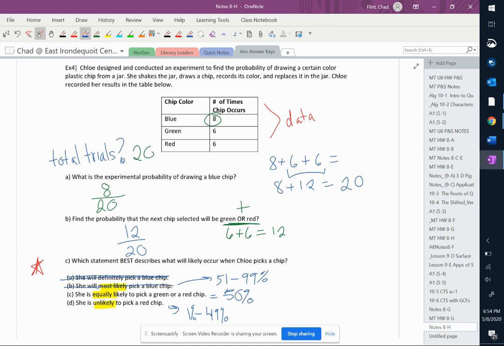She is equally likely. Now, this part C, this is your best choice to get this one wrong. Everyone loves to pick this choice because how many red are there? How many green are there? Notice how they're the same or equal. But it is not equally likely that she picks a green or a red chip. Because picking green or red, just like we found in the probability for part B, would be 12 out of 20, and that is not 50%. So really here, the best choice answer is D.